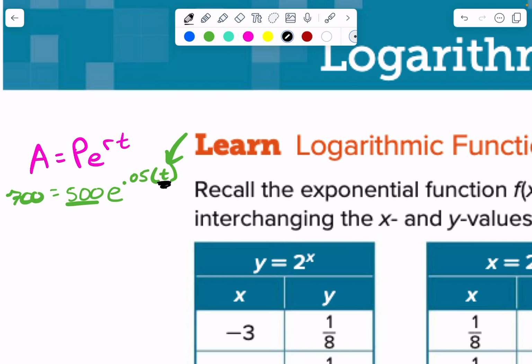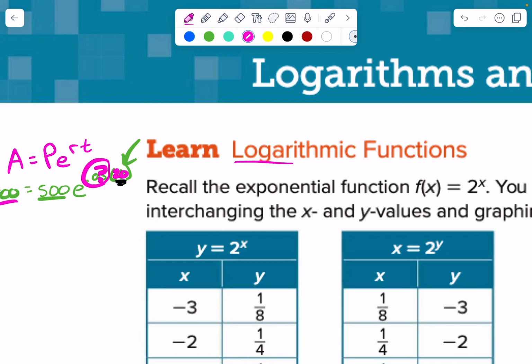Or maybe they will say, okay, we're going to invest it for 20 years, but what interest rate would we have to have in order for it to turn into $700? So maybe we're solving for the interest rate instead of solving for time, which is also up in the exponent. So we have to use a log to get it out of there, right? So that's why logs are important. That's only one example of when we would use a log.